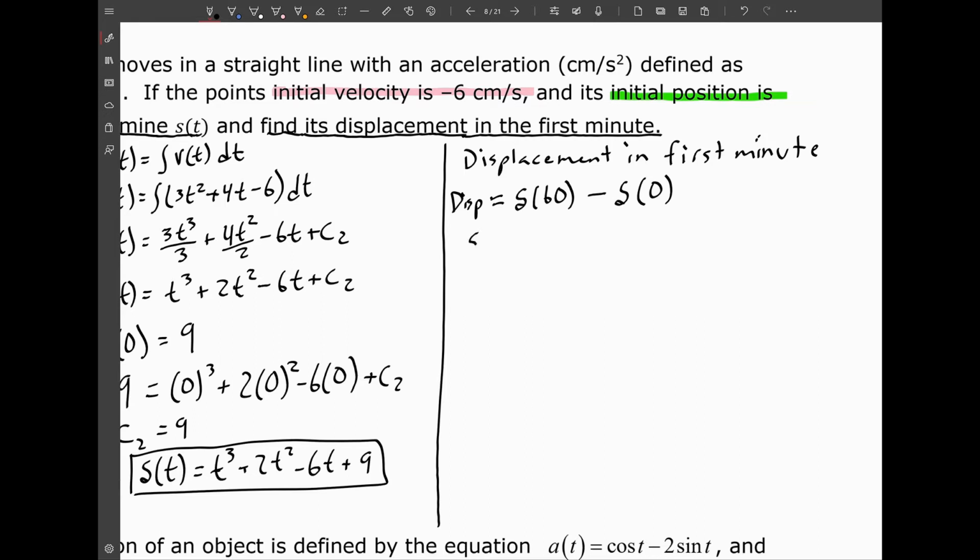So we have that S of 60 is going to be 60 cubed. That was a bad bracket. 60 cubed plus 2 times 60 squared minus 6 times 60 plus 9. And S of 0, well, we know all of those t's are just going to get canceled out, and it's just 9.